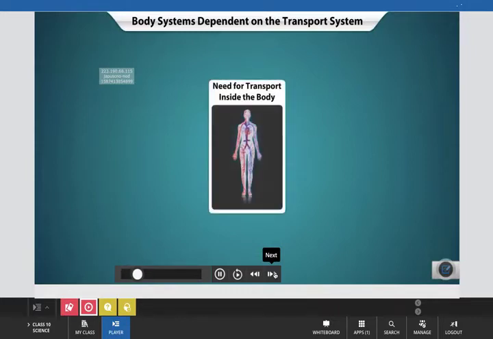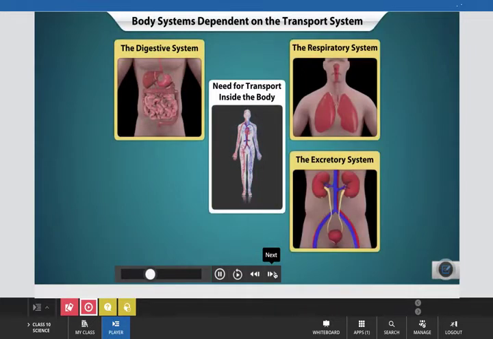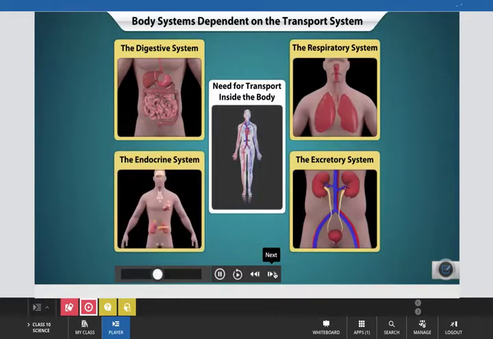Various body systems, such as the digestive system, the respiratory system, the excretory system, and the endocrine system, are dependent on the transport system for their proper functioning. Click each image to learn more about the need for transport inside the body.